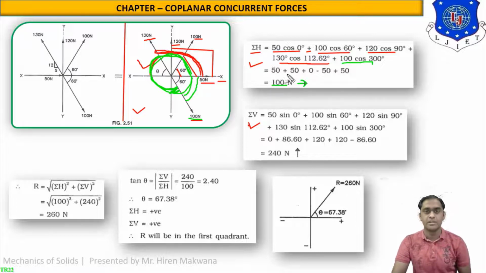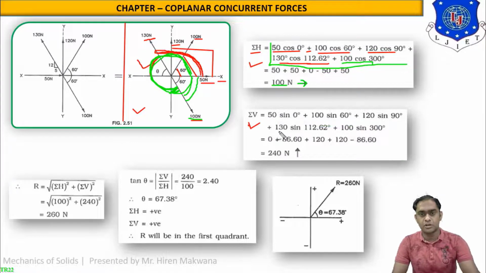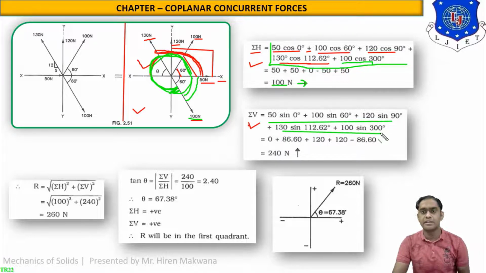Now what is sigma V? All the values of sigma H should be copied over here like this. You can see these are the copied values. The only difference is that in place of cos we have to use sine because it is sigma V, the vertical component, so sine components. Forces remain as they are, angles remain as they are, no change. So just replace cos with sine and again solve in your calculator. You will find sigma V is 240 Newton.